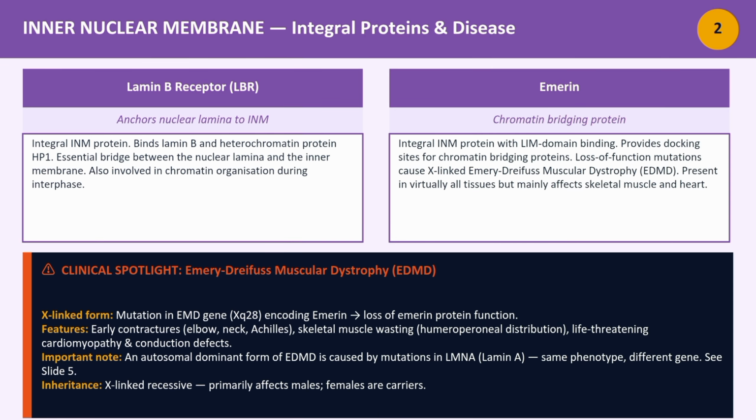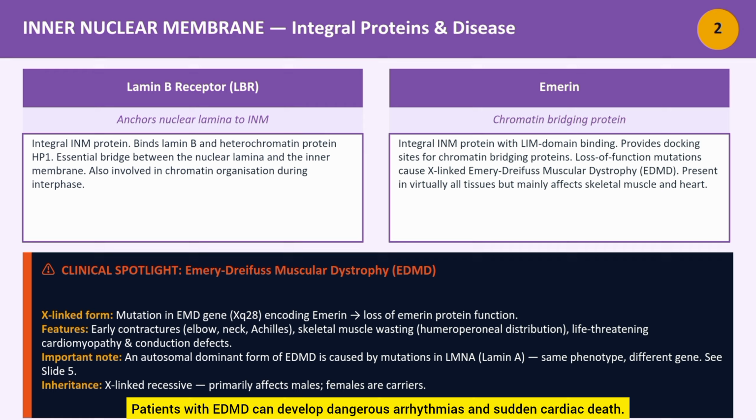3 main things. First, early joint contractures, particularly of the elbows, neck, and Achilles tendons. The joints get stiff and can't move through their full range. Second, skeletal muscle wasting, mainly in a humeroperoneal distribution, meaning the upper arm and lower leg muscles. Third, and this is the most life-threatening, cardiomyopathy and cardiac conduction defects. Patients with EDMD can develop dangerous arrhythmias and sudden cardiac death. This is why these patients need close cardiac monitoring.